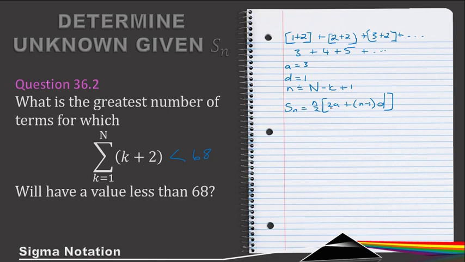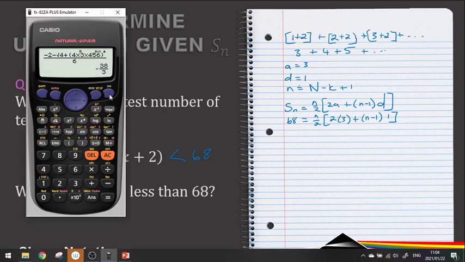Now remember, if you've done the previous videos, in this case where we have an inequality, you've got 2 options. You can actually substitute the inequality in and solve a normal inequality, or you can solve it as if it's equal to this and then just use logic to determine which is the value at the end of the sum. Okay, so I'm going to substitute in 68 equals to n over 2 times 2 times a, which is 3, plus n minus 1, and d is then 1. Okay, simplifying, multiplying both sides by 2 first.